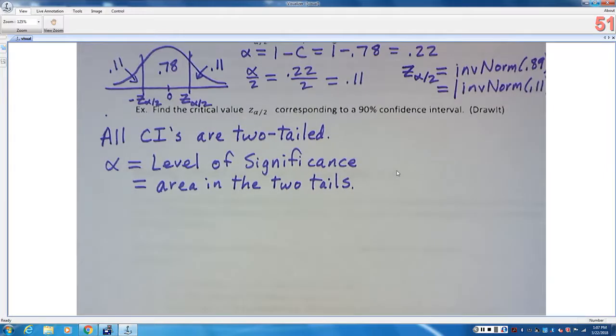But I did write, I think I told you this, but I'm not sure if I wrote it down. All confidence intervals are two-tailed. Alpha is the level of significance. It's the area in the two tails.